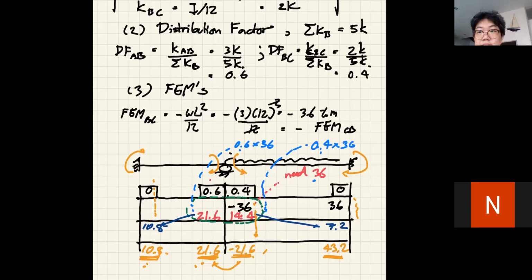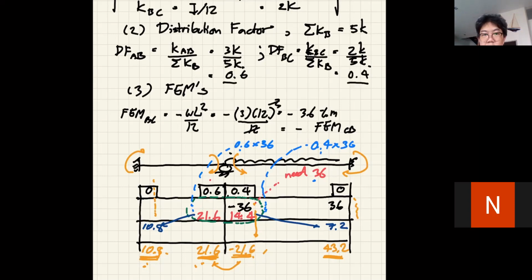Question? Can you explain about 10.8 and 7.2 again, please? How can it come? Okay. All right. So thank you for your question. Let us begin from the beginning. Because you may be busy writing, you may have missed something. So in the beginning, let's say you understand how we can obtain the distribution factor, right? The distribution factor comes from the ratio of the stiffness. That's why we got 0.6 and 0.4.